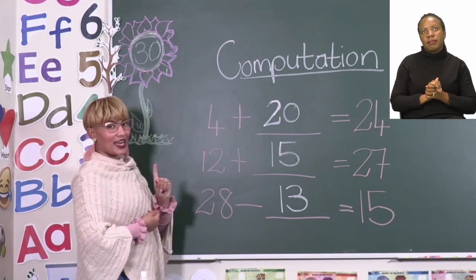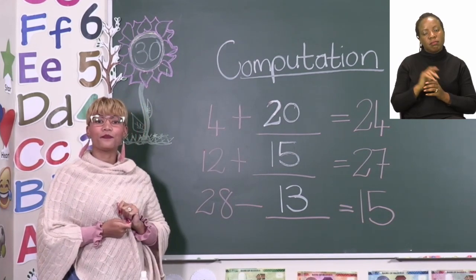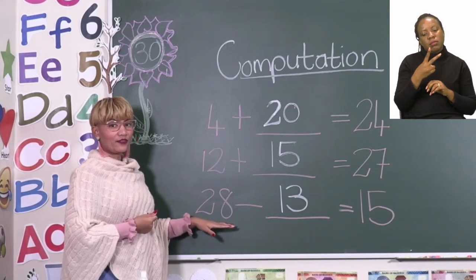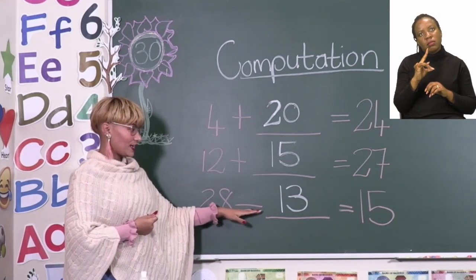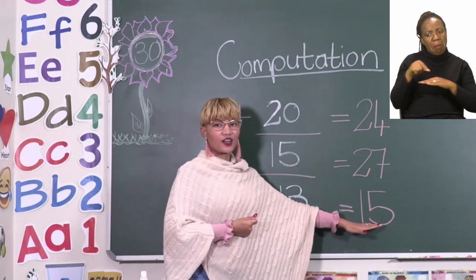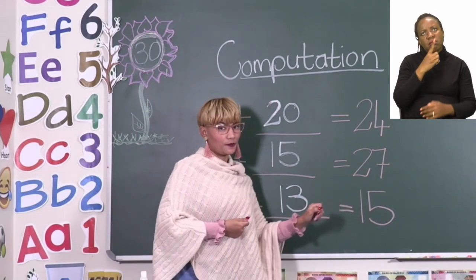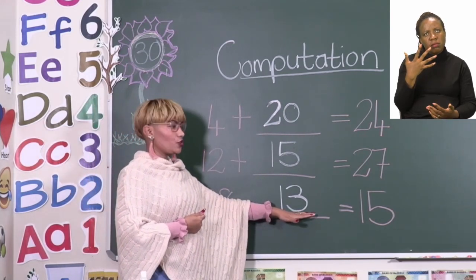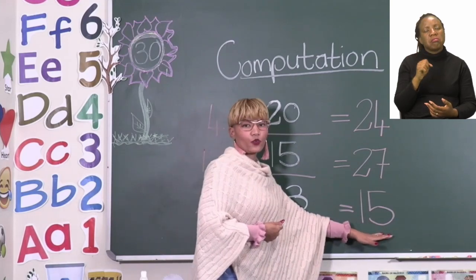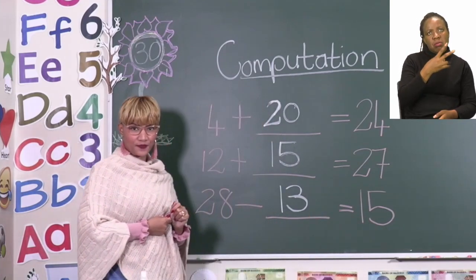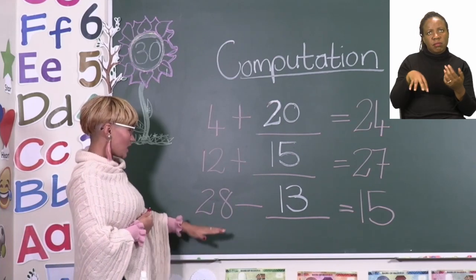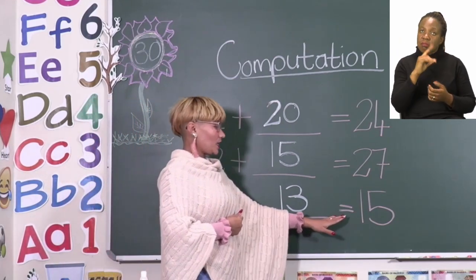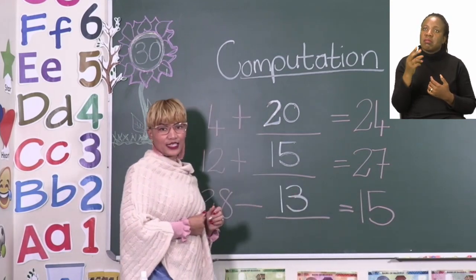Right. Let's look at an example of a minus sum. 28 was the number given to us, minus, and our answer was 15. We had to minus 13 to get to our answer, which is 15. So our sum now reads 28 minus 13 equals 15.